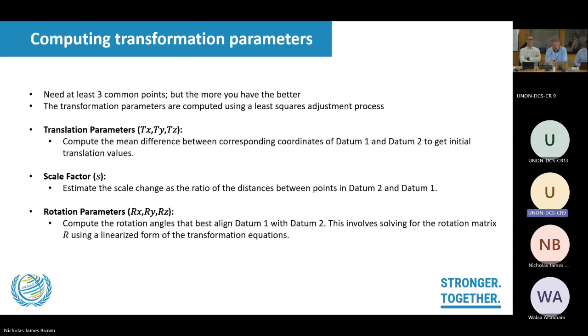So you need at least 3 common points to do this, but I would highly recommend you have more than 3. The more, the better. And you will see this when you start doing your validation, as Professor Lazarus mentioned before. If you've got more data going in, high quality data at the start, 18 is going to give you a much better result than 3 for the Fiji area.